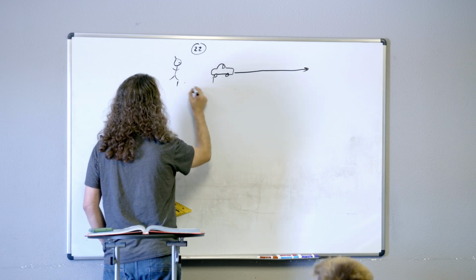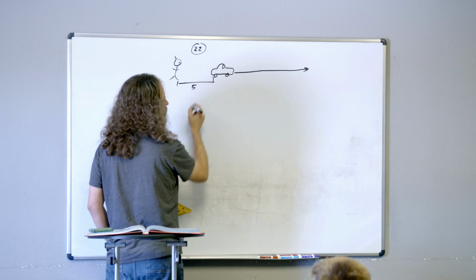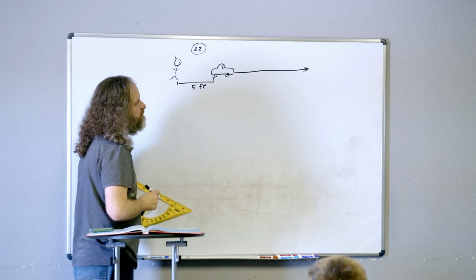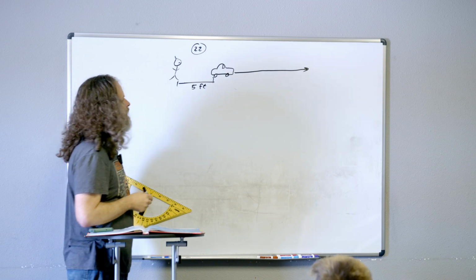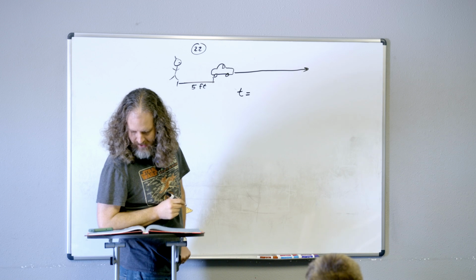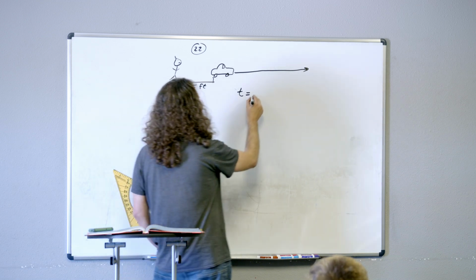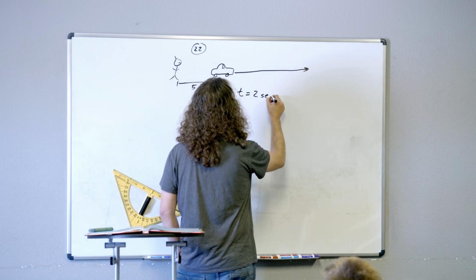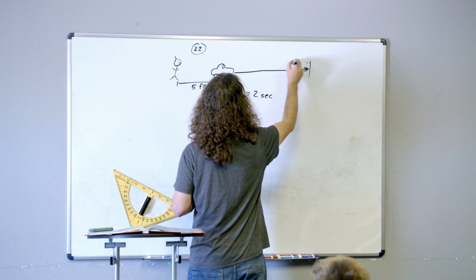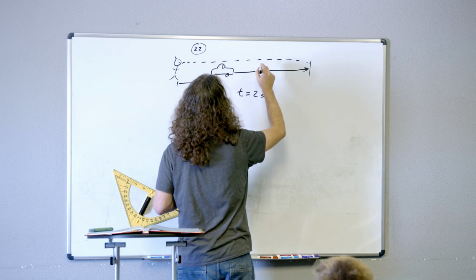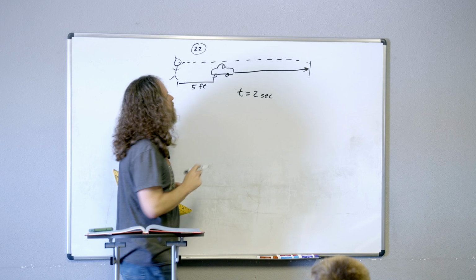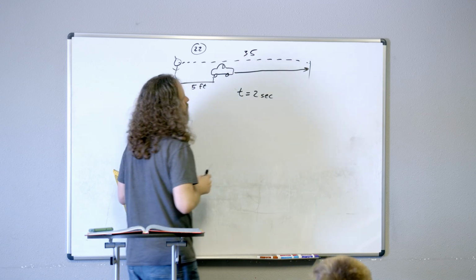It's 5 feet away from the car, right? Feet, right? Yeah. This is 5 feet. And then, after some amount of seconds, 2 seconds, must be a very fast car, he's 35. So is it 35 feet away? Yeah, 35 feet away. Okay.